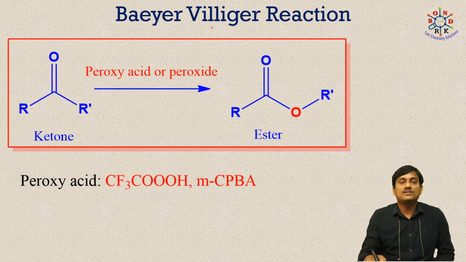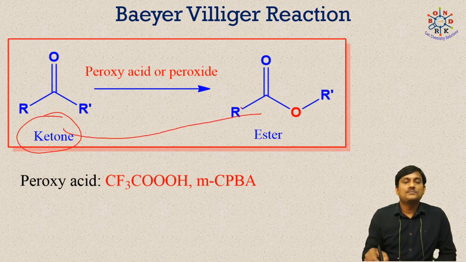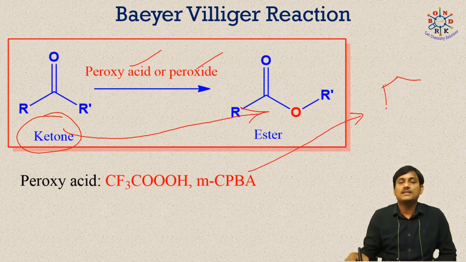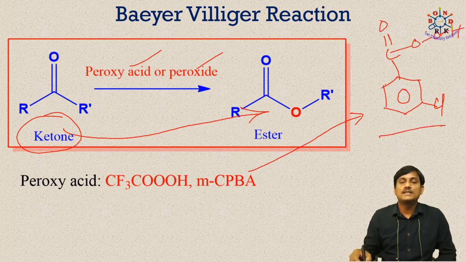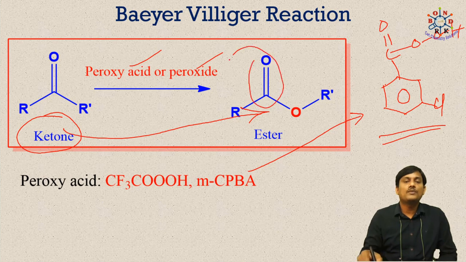Baeyer Villiger oxidation. In this, there is a conversion of ketone into ester in the presence of peroxy acid or peroxide. Generally, we use CF3COOH or MCPBA, metachloroperbenzoic acid, or perbenzoic acid. This is the peroxy acid which is used in the Baeyer Villiger reaction. Simply, there is the insertion of oxygen between C=O and one of the alkyl groups in the ketone.